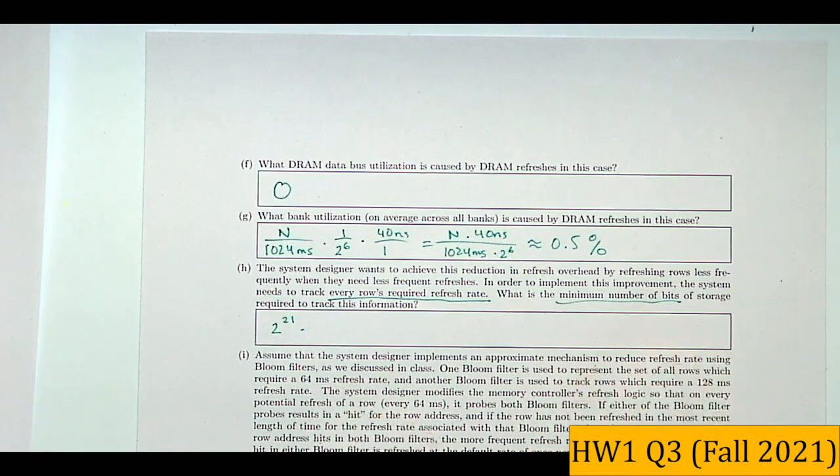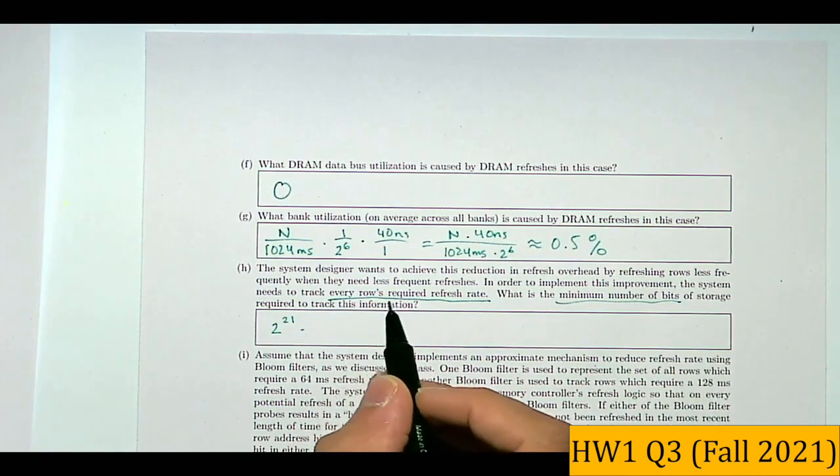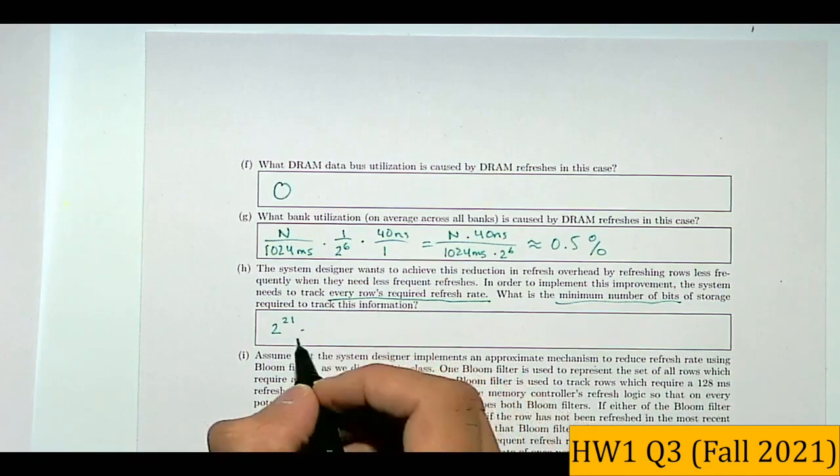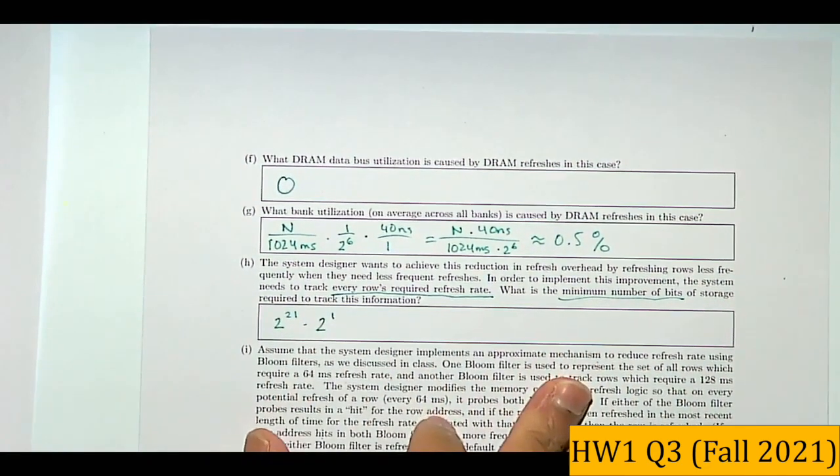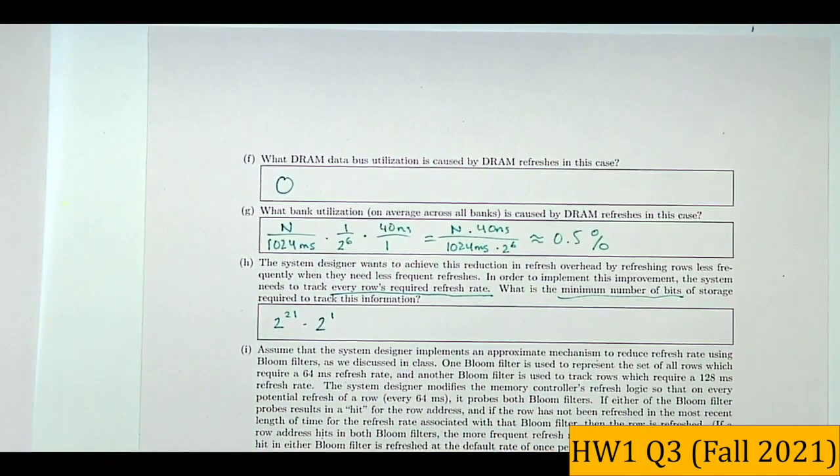Yeah, I think so. This question leads you towards tracking each row state individually, right? So that's what this would be: 2 to the 21 times 2 to the 1, which is, I guess, the solution that's stated in the posted online solutions.